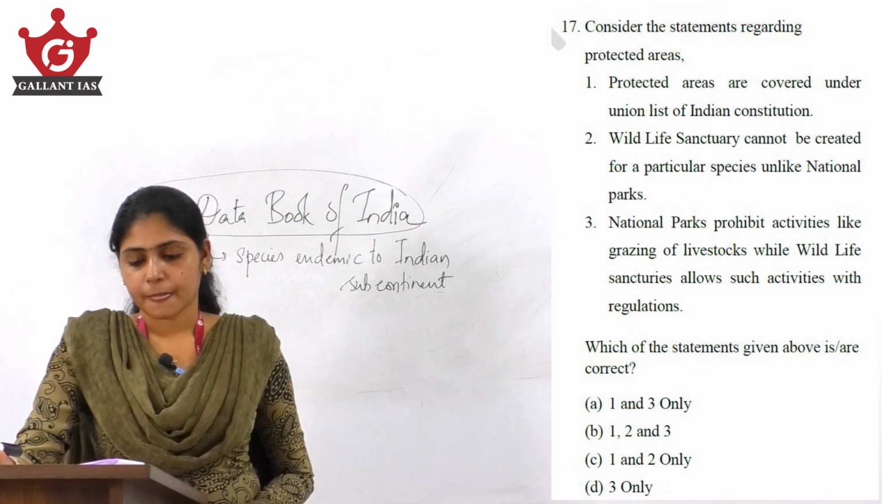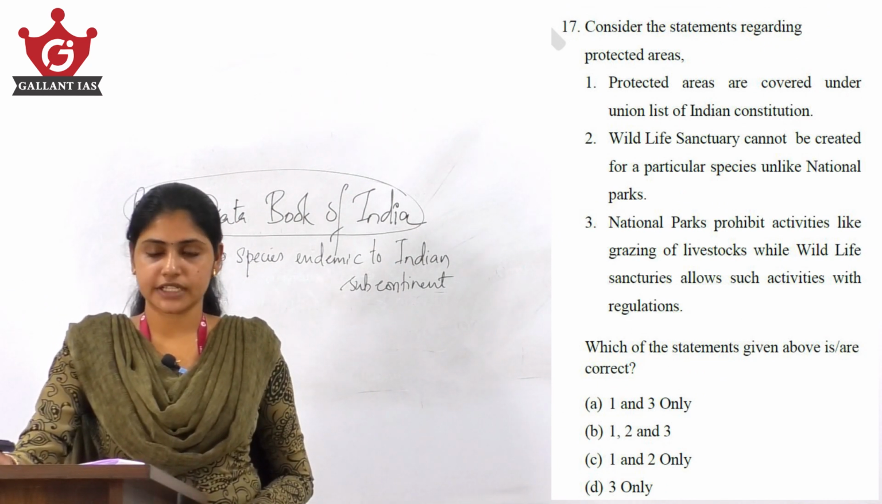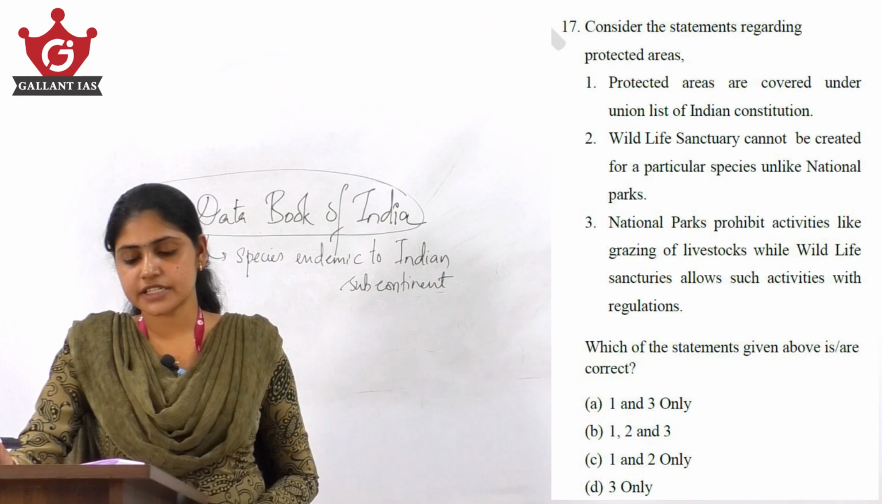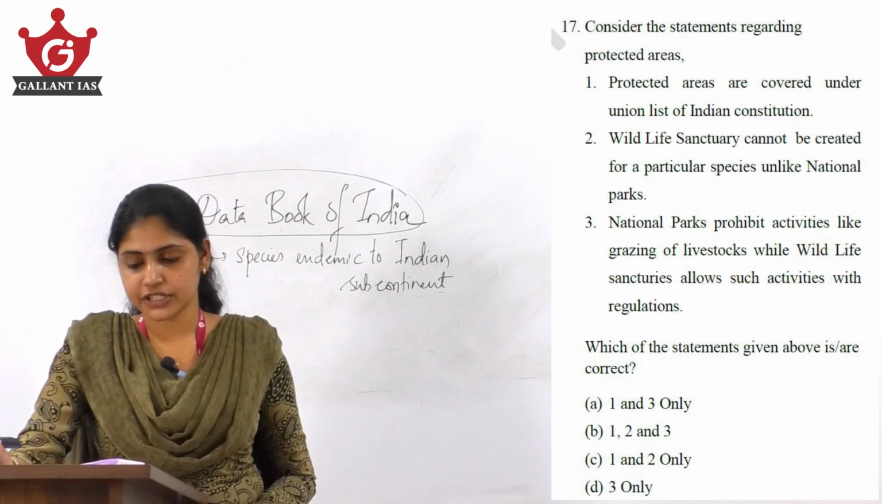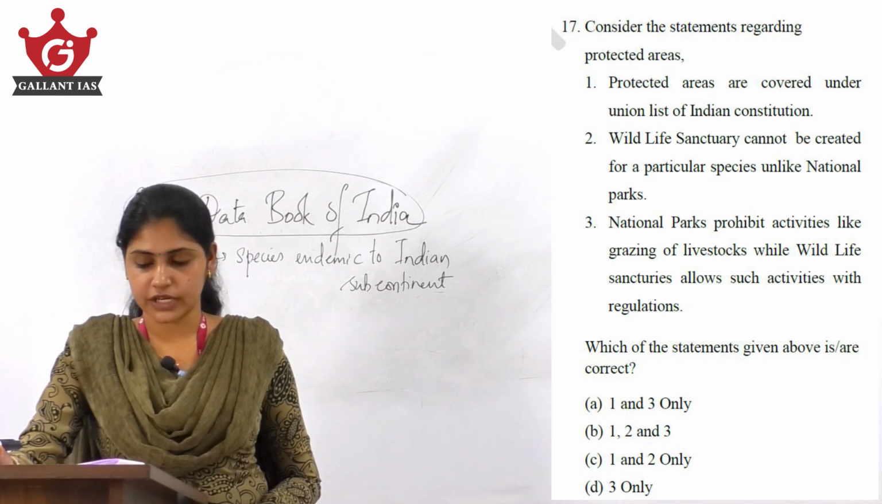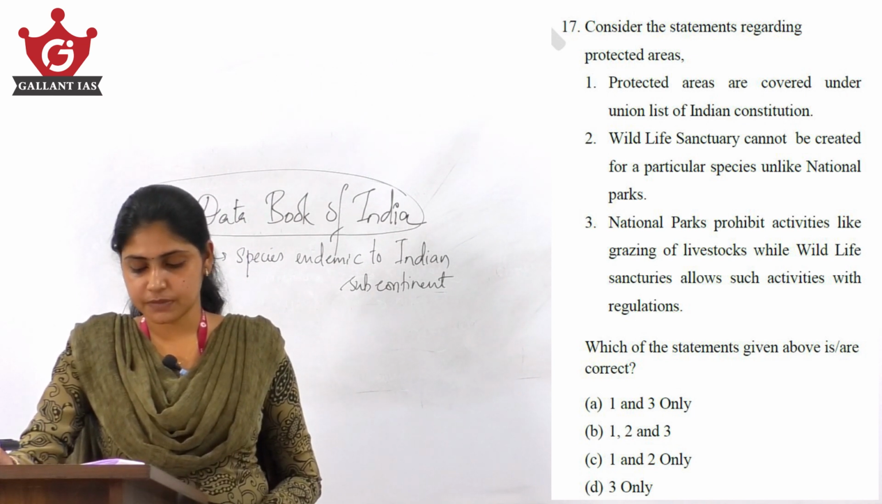Next question. Consider the statements regarding protected areas. Protected areas are covered under the Union List of the Indian Constitution. The second statement says a wildlife sanctuary cannot be created for a particular species unlike national parks. And the third statement says national parks prohibit activities like grazing of livestock while wildlife sanctuaries allow such activities with regulations. You have to pick out the correct statements here.